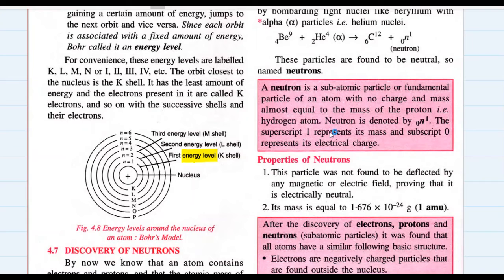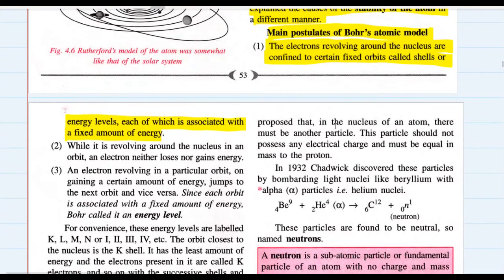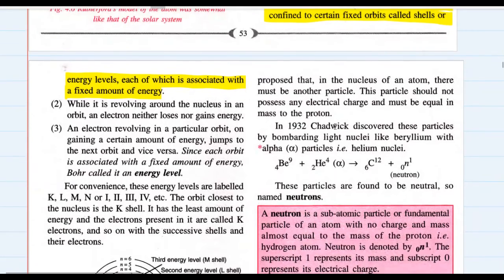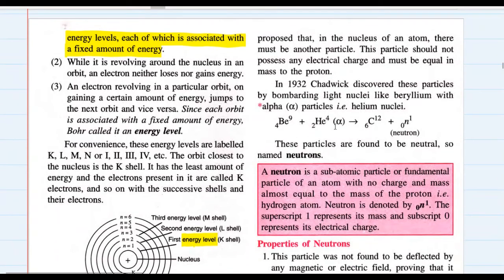So that was a very important, path breaking and profound statement of truth given by Niels Bohr regarding an atom or atomic model. So electrons revolving around the nucleus are confined to certain fixed orbits called shells or energy levels, each of which is associated with a fixed amount of energy. While an electron is revolving around the nucleus in an orbit, an electron neither loses nor gains energy.